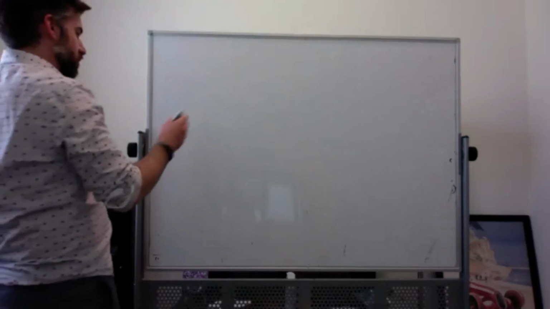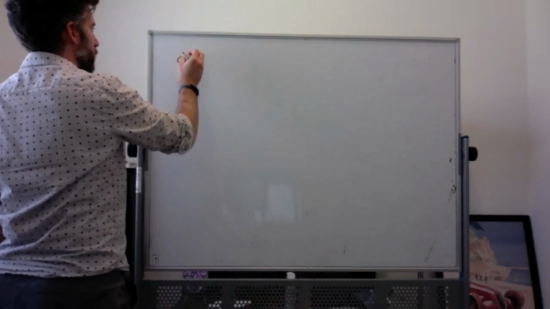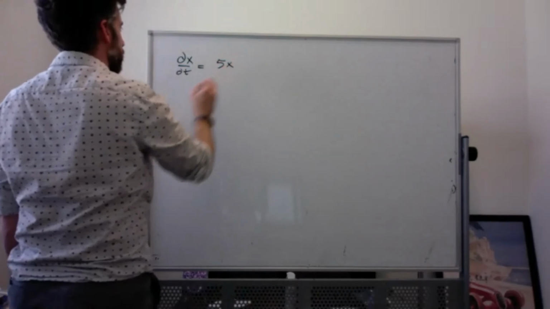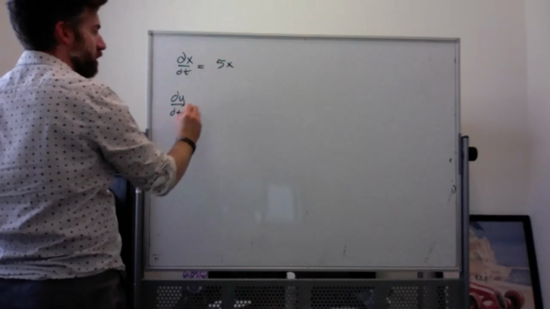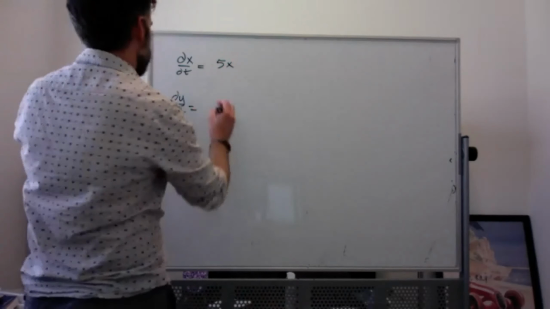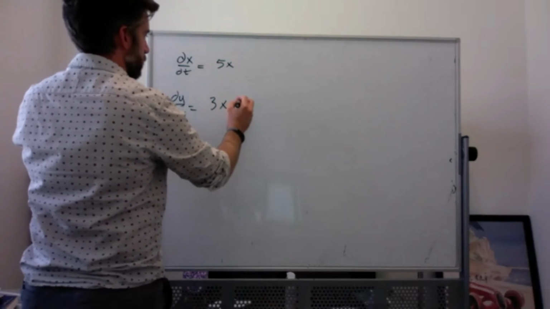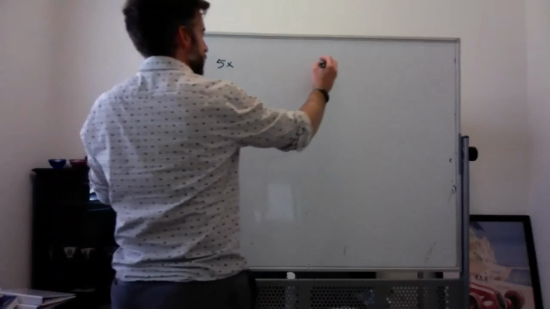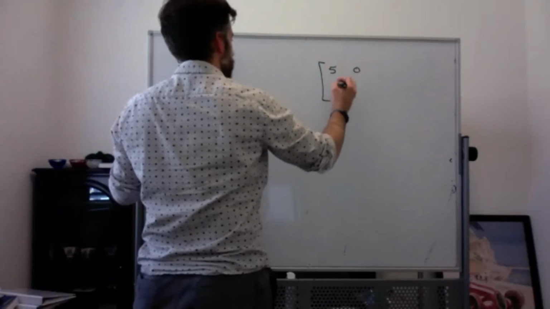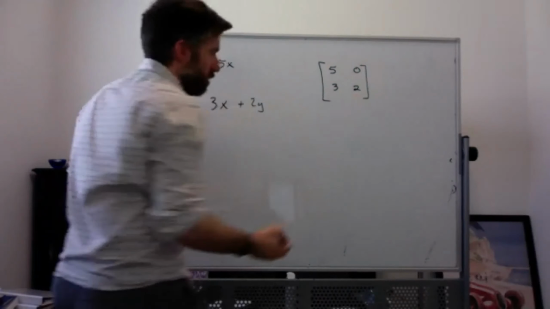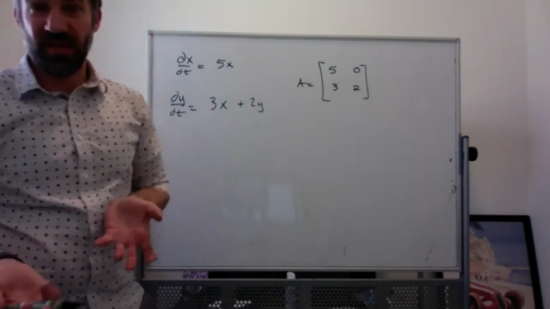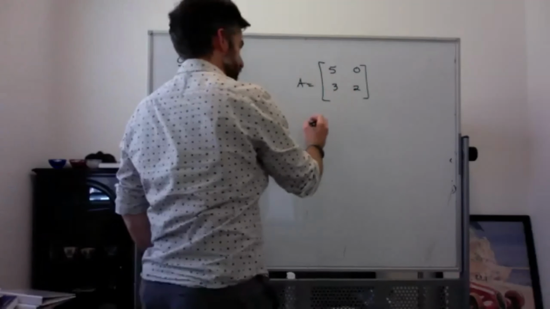So let's say we have this linear system of differential equations. dx/dt is equal to 5x, and dy/dt is equal to 3x plus 2y, which ends up having this matrix, which we're happy about, because when our matrix looks like this, we don't have to do any work to find the eigenvalues. The eigenvalues are just the diagonal entries.